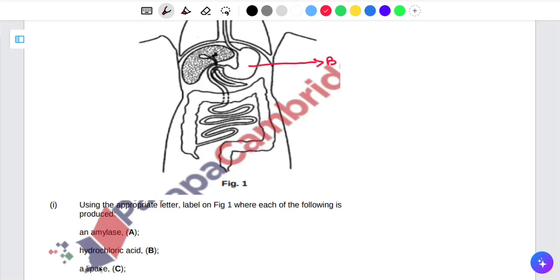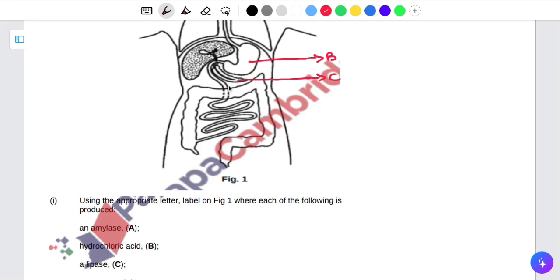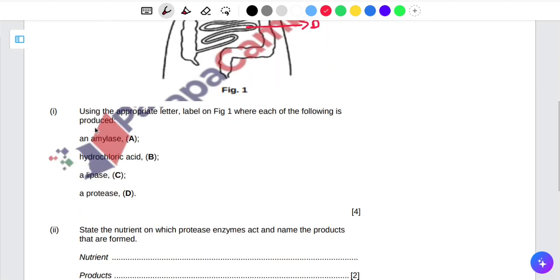Then when it comes to lipase, lipase is produced by the pancreas. It is also secreted by the stomach as well as the small intestine. So we have used the pancreas to label lipase. So let me just use the small intestine to label the protease. So we can say D. But it is produced by main organs like the stomach, the pancreas, as well as the small intestines. So I think we are done for Roman numeral number 2.